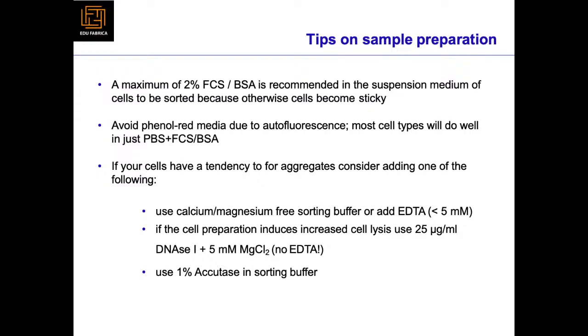Avoid phenol red media due to autofluorescence. Most cell types will do well in just PBS, FCS, BSA. So use calcium and magnesium free sorting buffer, or add EDTA to that. If the cell preparation induces increased cell lysis, use 25 microgram per ml DNase, and use 1% accutase in the sorting buffer.